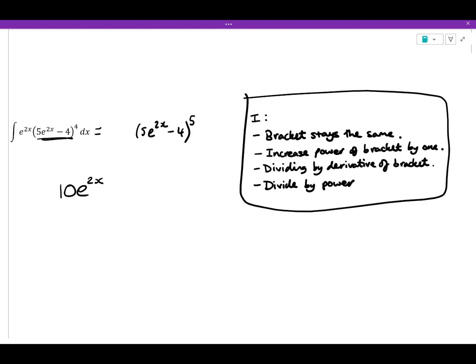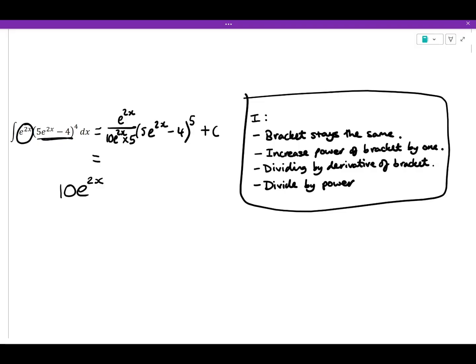Okay, and I need to divide by that. So we're going to take the initial e to the power of 2x in front of our bracket, and we're going to divide by 10e to the power of 2x. However, the final step also says divide by the power. So we've got a power of 5, so that's going to multiply into my denominator like that. And of course, we would have plus c.